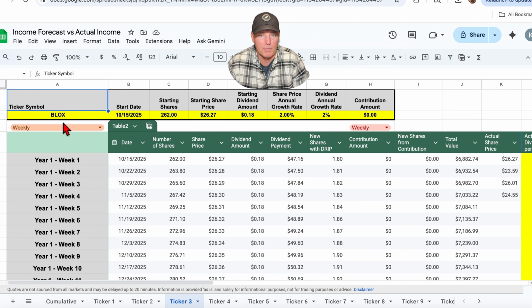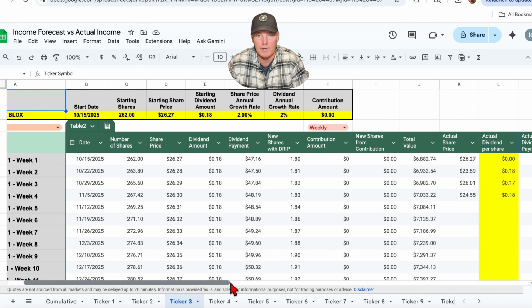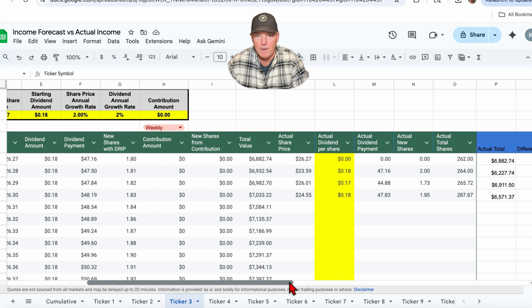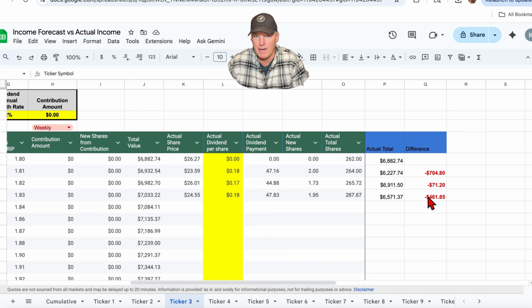Now, ticker number 3, I have BLOX. Same thing. I just put in the prices, the start date, all that good stuff. And you see over here where it pulled in the information, I put in what the actual distributions were, and you can see on this one we're down negative $461. It's a very short time frame. See here we were down 700, then only down 70, now down 461. You're only looking at a 3 week time frame here, so not worried about it.